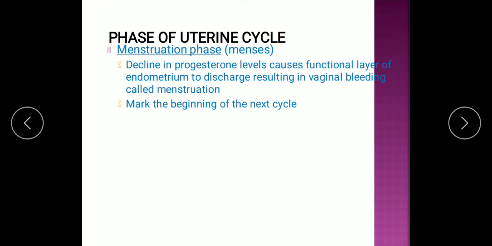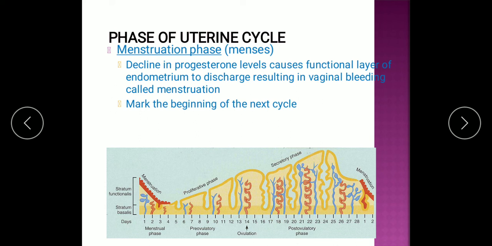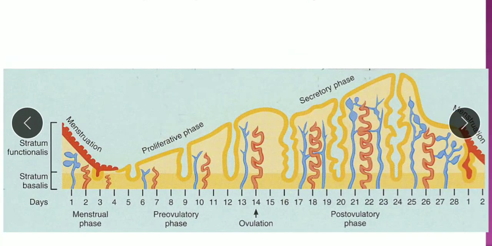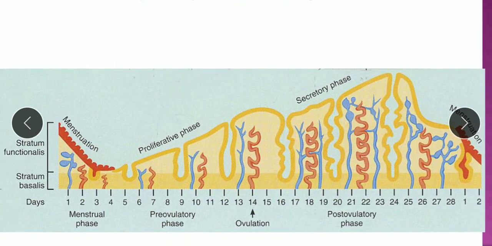Let's move to the next cycle, which repeats every 28 days in a rhythmic manner. This is the diagrammatic representation of the uterine cycle. The first phase is the menstruation phase, the first 5 days. Then the next one, the proliferative phase, where the uterine layer is synthesized. Then the next phase, the secretory phase. After ovulation, the inner layer of the uterus is ready to receive the implant, the fertilized egg or zygote. Those are the three phases of physiological changes that occur in the uterus.